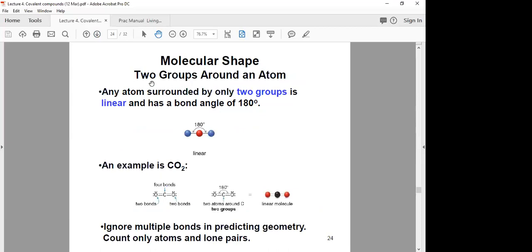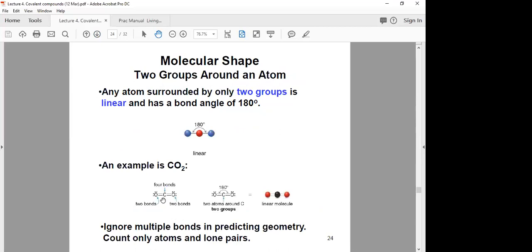All right, so let's look at what happens when there are 2 groups surrounding a specific atom. Here's an example. Here's the atom in question in red, and here are the 2 groups surrounding it. In other words, 2 atoms surrounding that central atom. An atom surrounded by only 2 groups will form a linear shape. The molecule will take on a linear shape with bond angles of 180 degrees. So we can see this is a linear molecule.